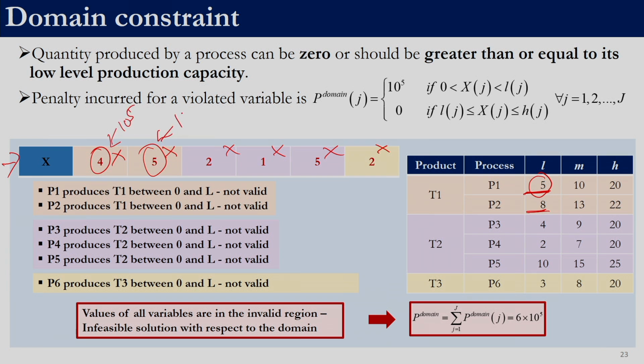So, 10 power 5, 10 power 5, because here we have P domain. This is the name of a variable: P for penalty and domain to indicate that it is a domain constraint. All these 6 variables incur a penalty of 10 power 5. So, the total penalty is 6 into 10 power 5.